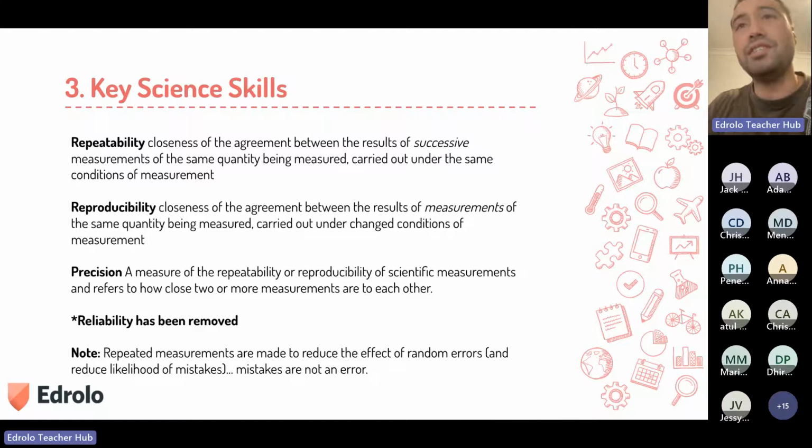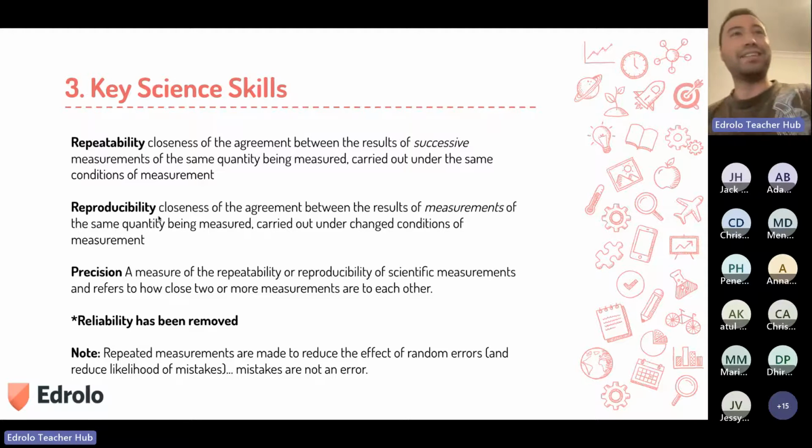There have been some changes in the study design in terms of the wording that you use. If we're talking about key science skills, repeatability is now the closeness of the agreement between the results of successive measurements of the same quantity being measured, carried out under the same conditions. So really we're talking about trials. If you do 5 trials of a measurement, that's now called repeatability.